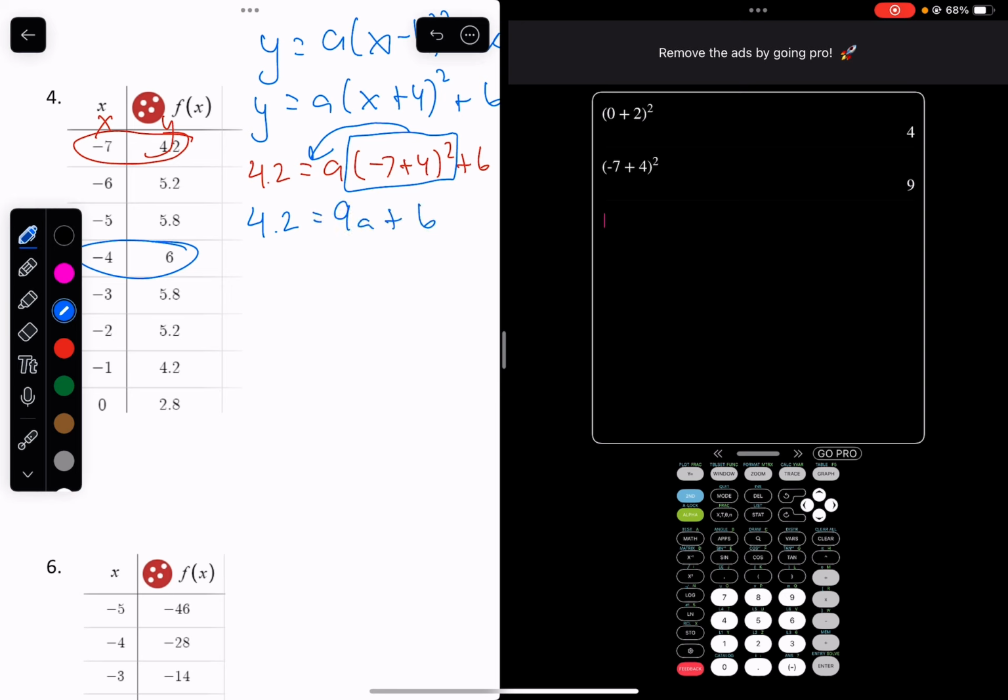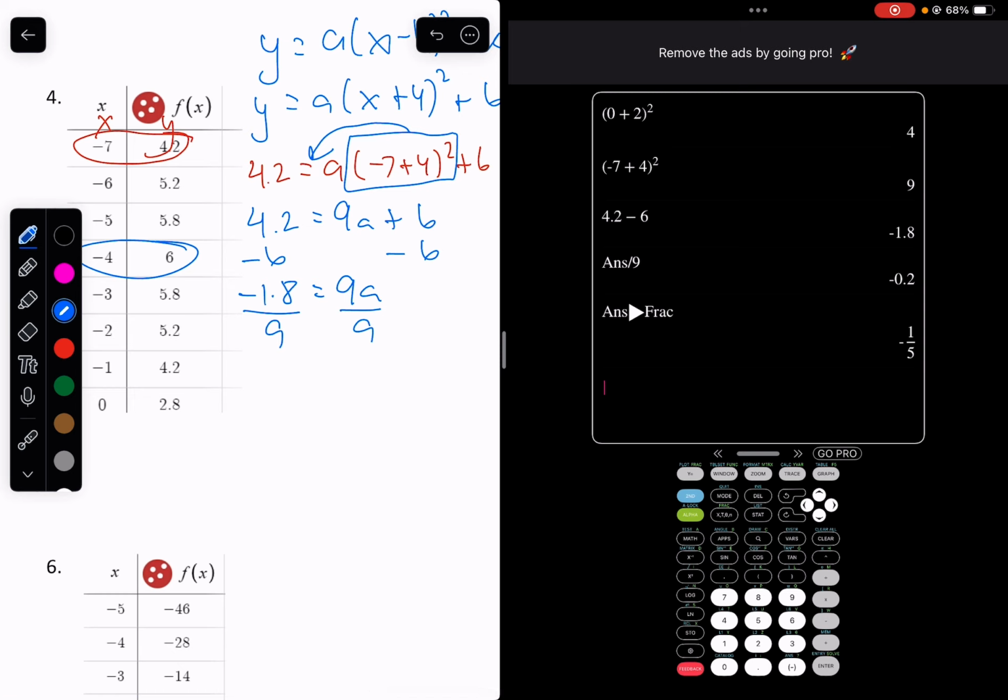So now I'm going to go ahead and figure out what my a value is. Minus 6, minus 6. I do 4.2 minus 6, and I get negative 1.8 equals 9a. I divide by 9, and I get negative 0.2. Click math, enter, enter, and it'll turn it into a nice fraction for you. So we end up with a is equal to negative 1/5.